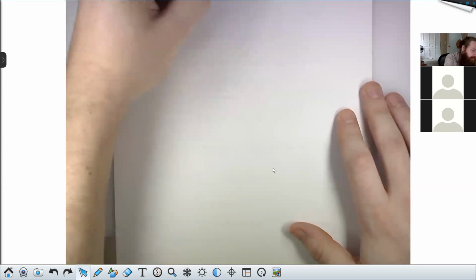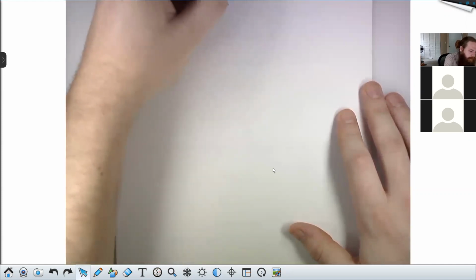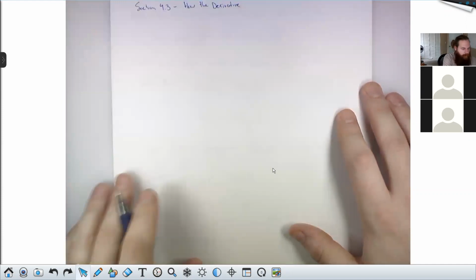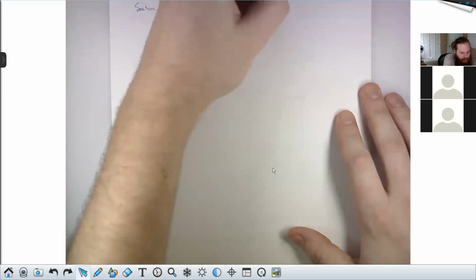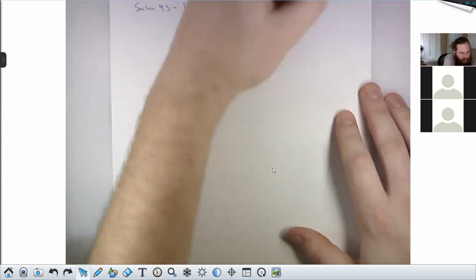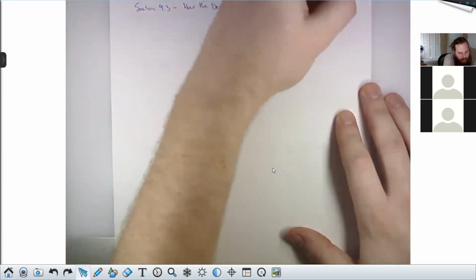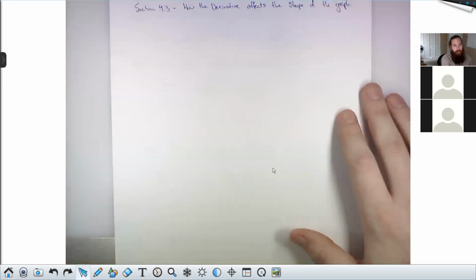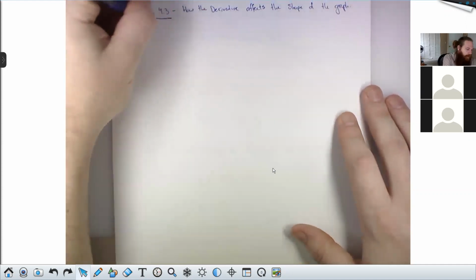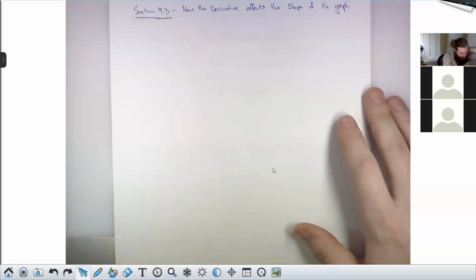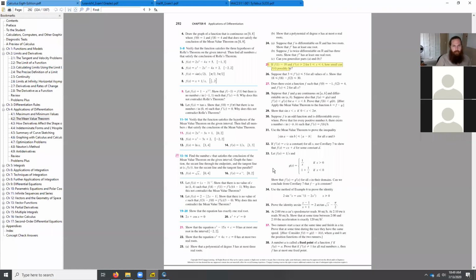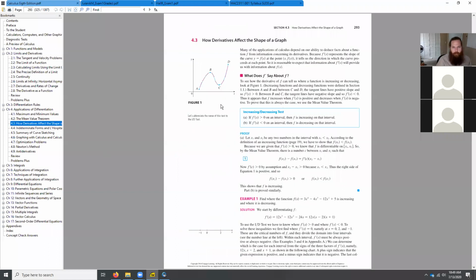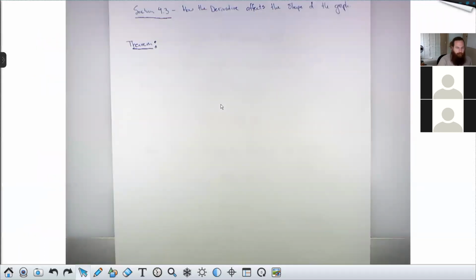This is how the derivative affects the shape of the graph. Okay, and there are a few big results in there. The first one we've already mentioned. I'm going to check to see exactly how your book phrases it, because I want to give you precisely what they do.